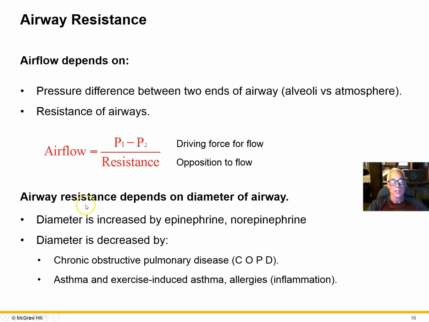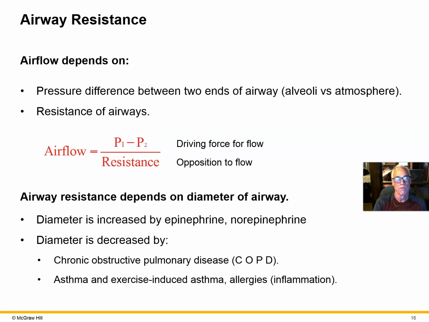What affects resistance? The diameter of the airways. The smaller the diameter, the harder it is for the air to get through there, and the greater the diameter, the easier it is for the air to get through there. So, if we add some epinephrine and norepinephrine, we're going to bronchodilate. As we've said in the past, when we talked about the autonomic nervous system, bronchodilation increases the opening of those pipes and reduces the resistance. It's easier to move the air in and out.